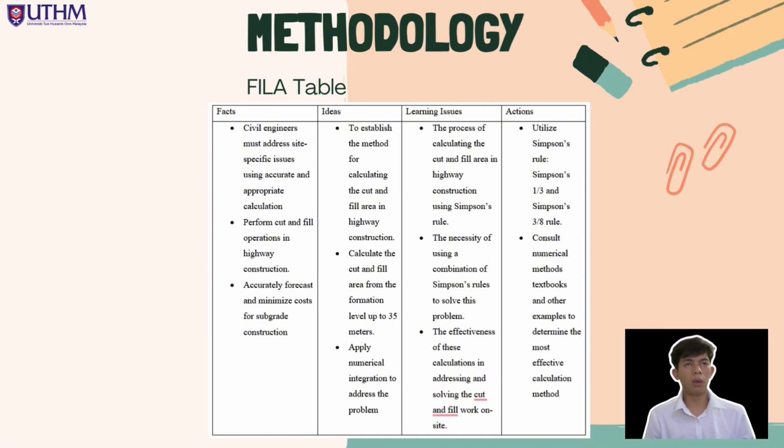For the action, we only have 2, which are to utilize Simpson's rule, which is Simpson's 1 over 3 and Simpson's 3 over 8 rules, and the last one is to consult numerical methods such as textbooks and other examples to determine the most effective calculation method.